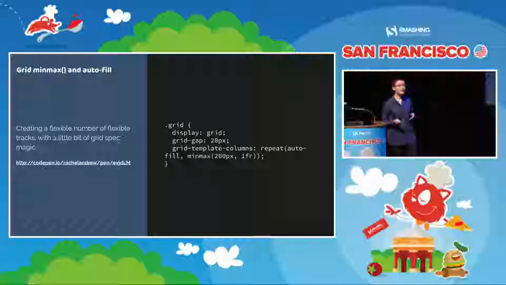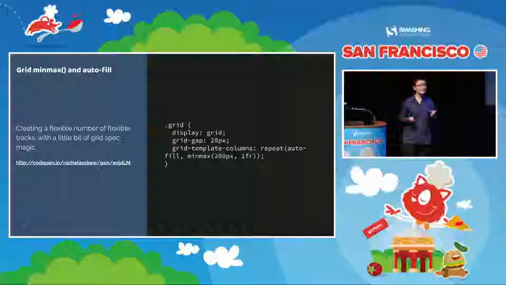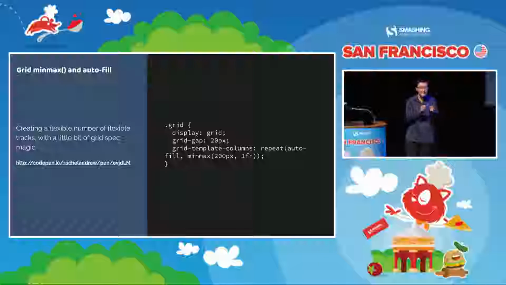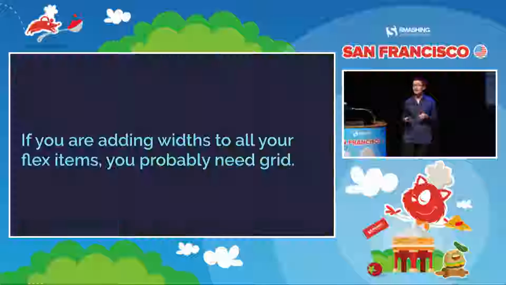So you might be thinking, well, I can get that second layout with Flexbox by adding widths to my items. And actually, that's the exact point at which you probably need to think about using grid. If you're knobbling the flexibility of Flexbox, if you're trying to make it into a grid, you probably actually want to be using grid layout if that is available to you.